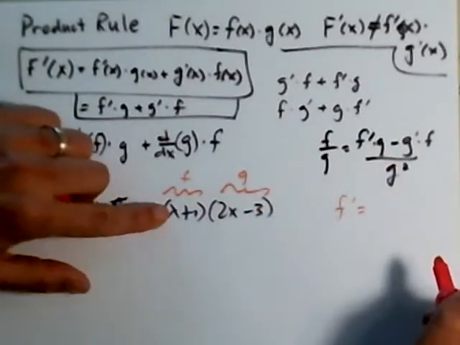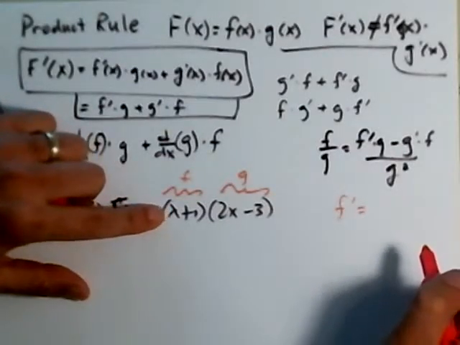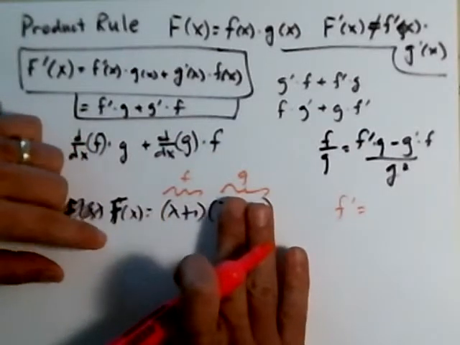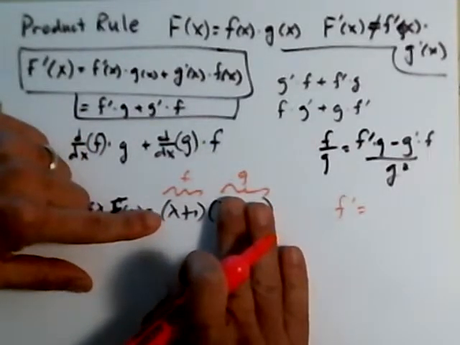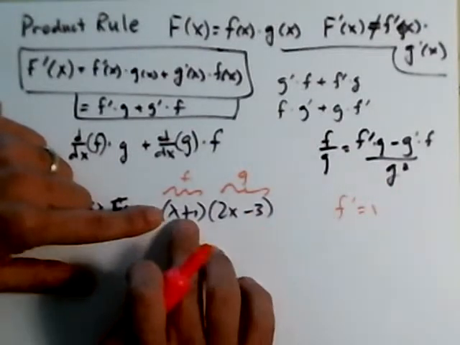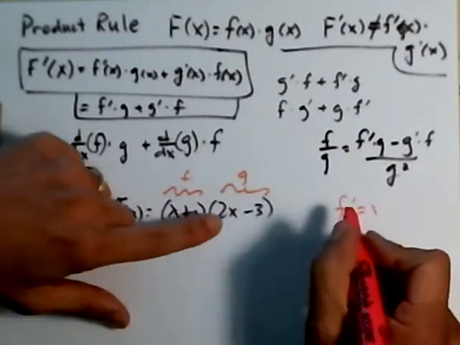F prime, the derivative of x plus 1. We're going to use the power rule this time. So we're not going to look at the second factor at all. We're going to look at the first factor. Derivative of x, as we found earlier, was 1. The derivative of a constant is 0.